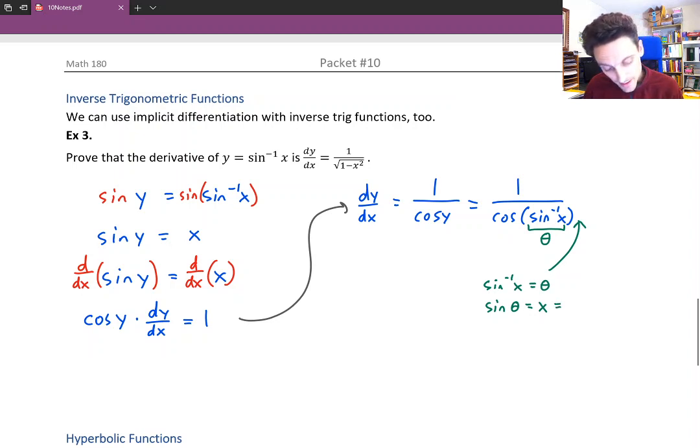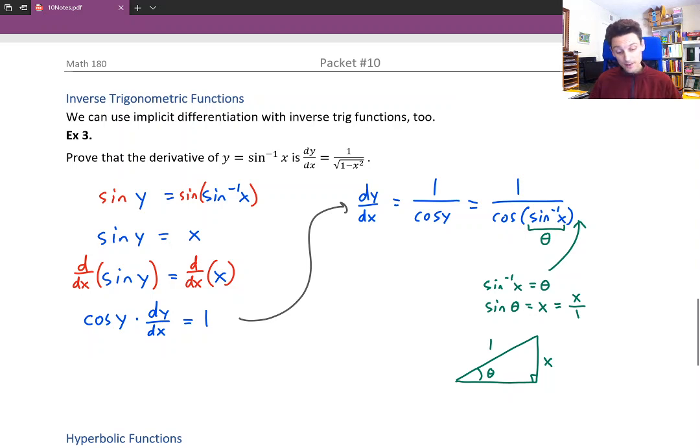Now, this x we can write as x over 1, which helps us to think about sine as being opposite over hypotenuse in a triangle. So the opposite side would be x, and the hypotenuse would be 1. So what we can do is draw a little right triangle with theta in it. Opposite side is x, hypotenuse is 1.